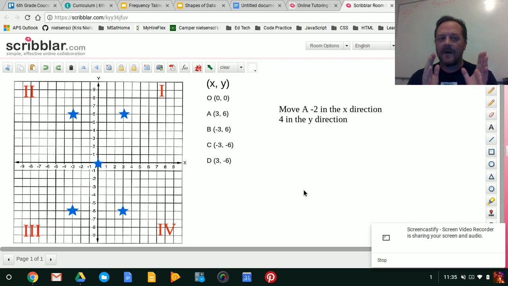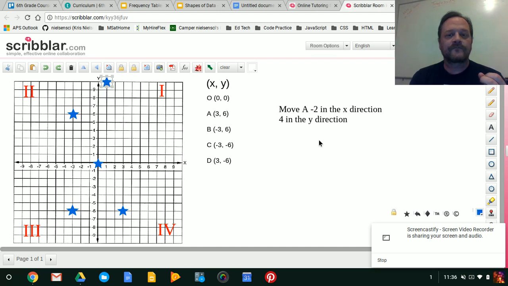I'm basically saying, okay, well, point A is in its place right now. It's in 3, 6. But what if I wanted you to move that? What if I said move it -2 in the x direction and 4 in the y direction? Well, basically, I can take this guy, and all I have to do is say, okay, let's start with x, and it wants us to move it -2. So that means 2 to the left, right? 1, 2. But it also wants me to go 4 in the y direction, and it's positive. So I'm going to go 1, 2, 3, 4, all the way to the top.